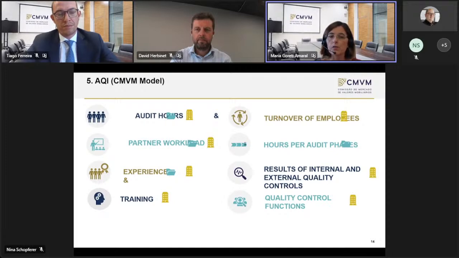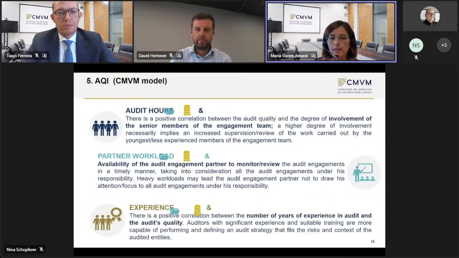So there are 8 indicators, and 3 of them are at firm and engagement level. The indicators are audit hours, partner workload, and experience. Given the nature of some indicators, their application is only suitable from one perspective. For instance, there are 4 indicators that are only applicable at firm level: training, turnover of employees, results of internal and external quality controls, and quality control functions. And the last one, hours per audit phases, is only applicable at engagement level. Amanda, if you please, the next slide.